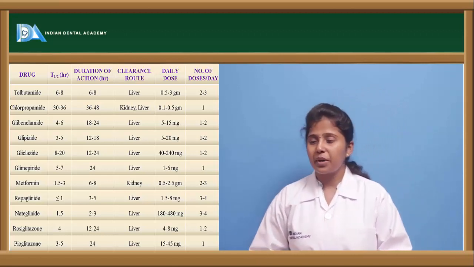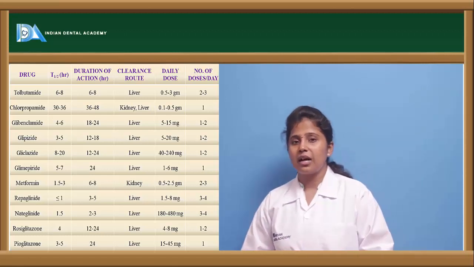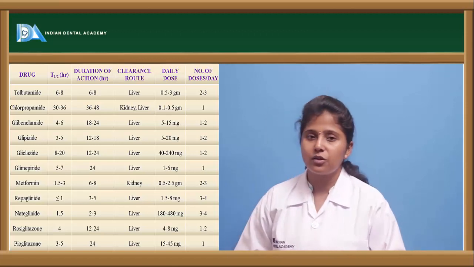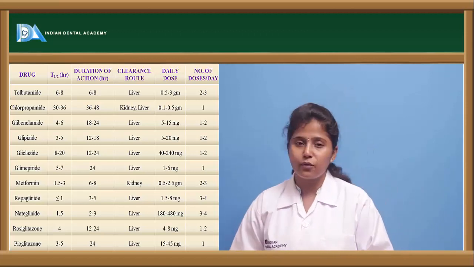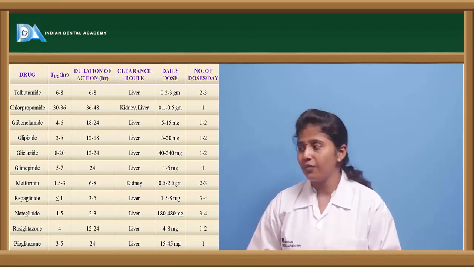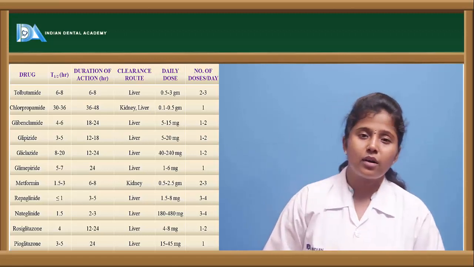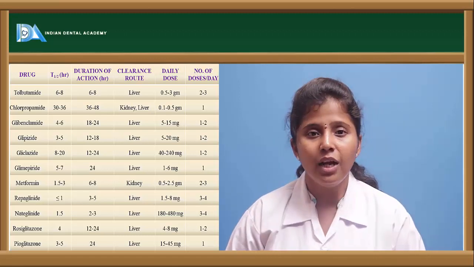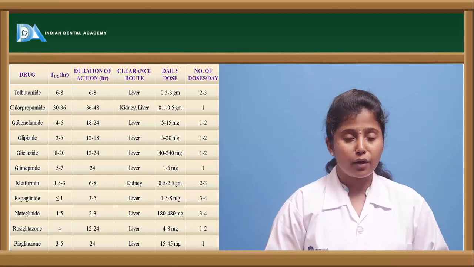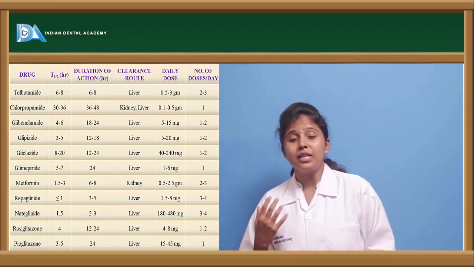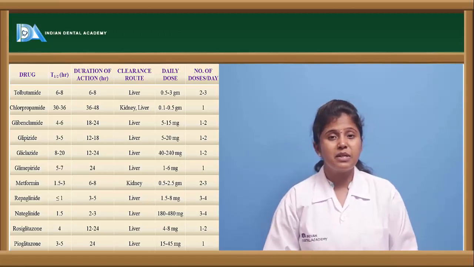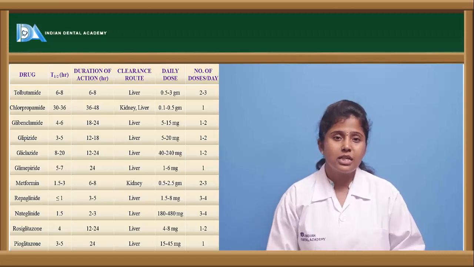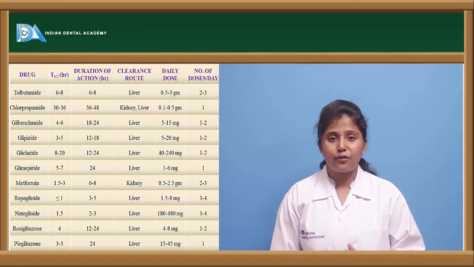The other drug is pioglitazone, which has a half-life of about 3 to 5 hours, and the duration of action is for about 24 hours, which is cleared through the liver, and a single dose of the drug is given each day, containing 15 to 45 mg. So these are the various anti-diabetic drugs which are administered at different doses based on the severity as well as the half-life of the drugs.